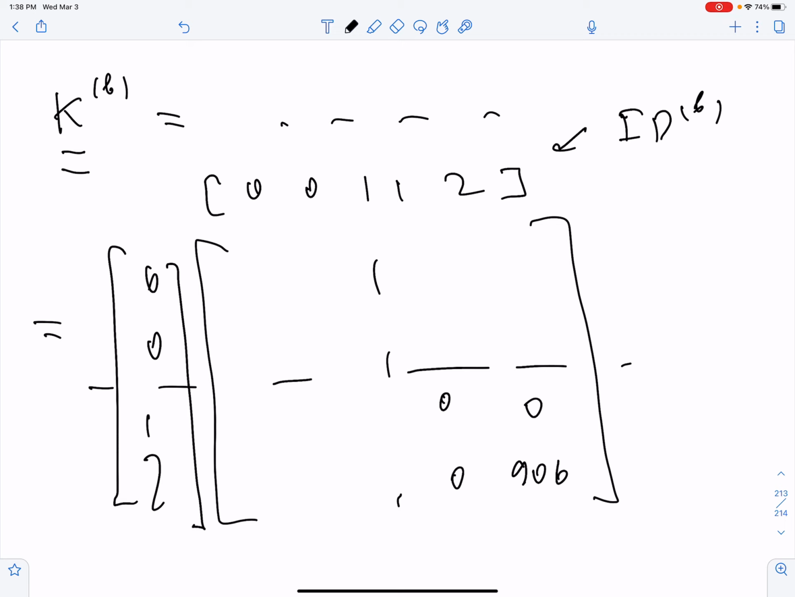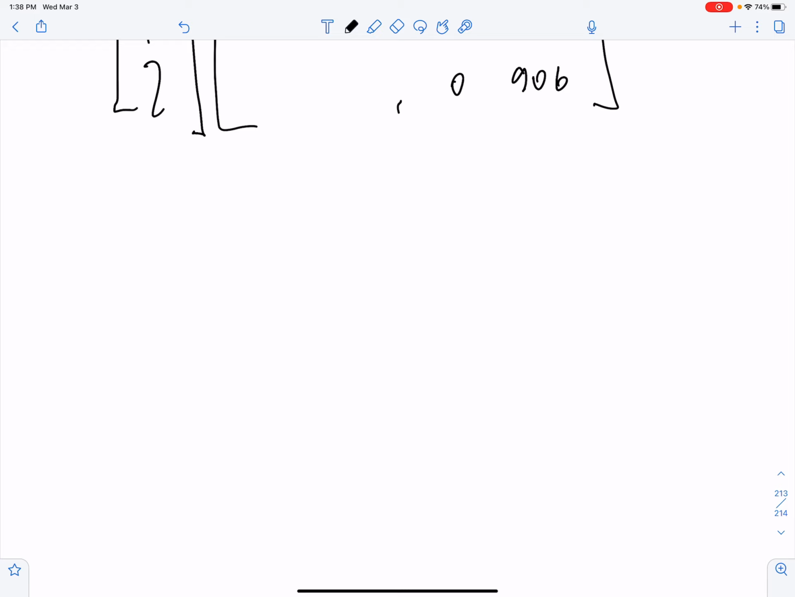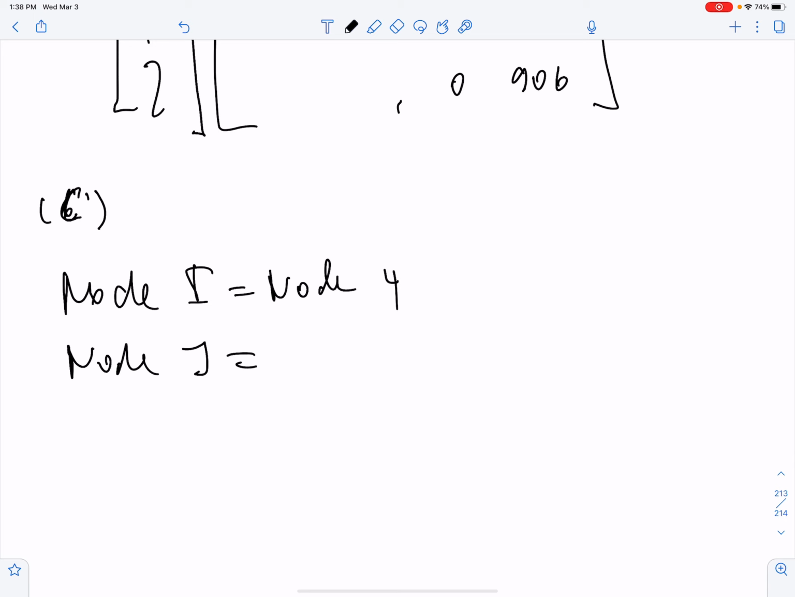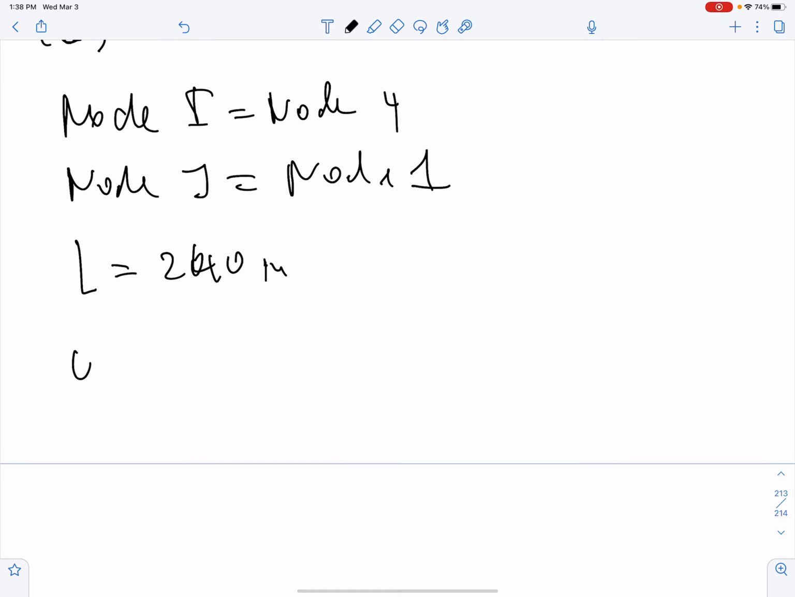Finally, let me take you through element C, and everything is more or less the same. Node I is node 4. Node J is node 1. The length is 240 inches. Now, cosine phi equals delta x over L. Again, you just apply the definition.